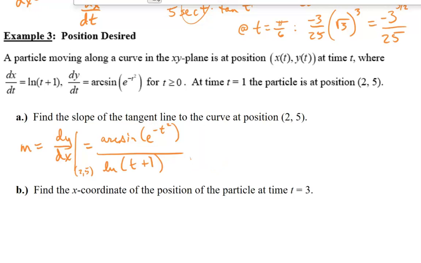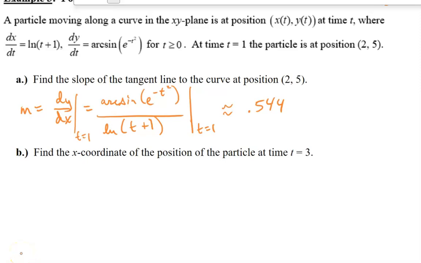Or we can say, actually I don't even need that part. It's not 2, 5 because it's in terms of t. So I'm going to say at t equals 1. Okay, which comes out to be, let's plug this into a calculator, about 0.544.